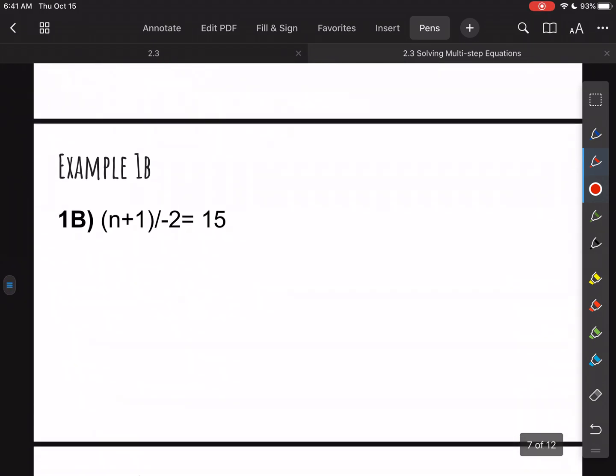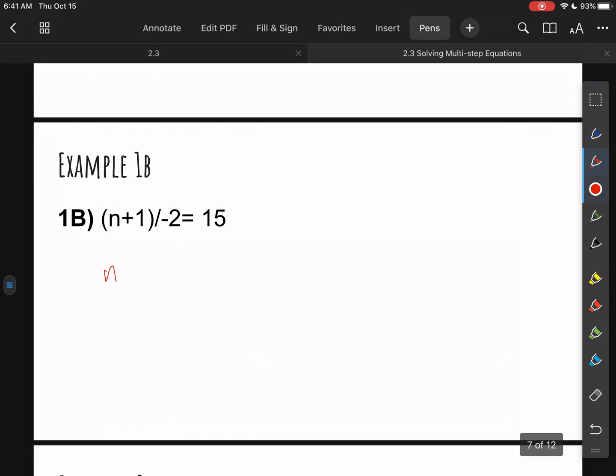Okay, so next let's look at 1b here. So we have n plus 1 over negative 2 equals 15. We're trying to get the variable by itself. So first, let's deal with the non-variable term, which is the denominator. To get rid of a denominator, we can just do the opposite thing. Here we're dividing, right? That's a division line.